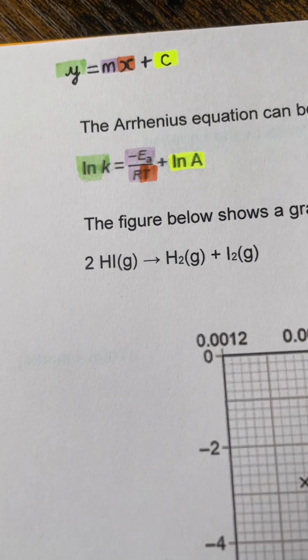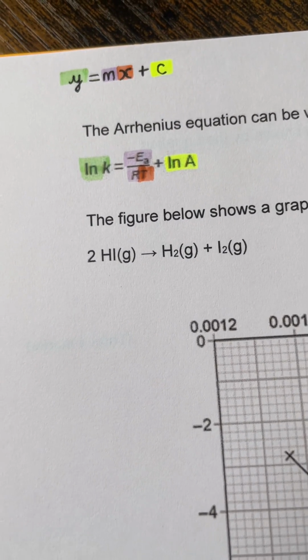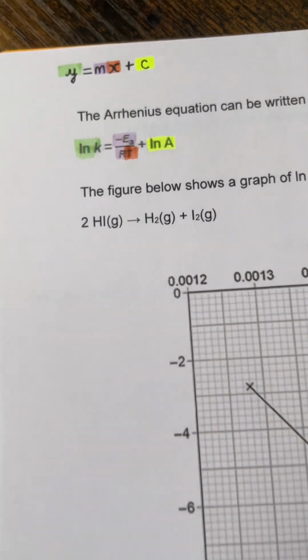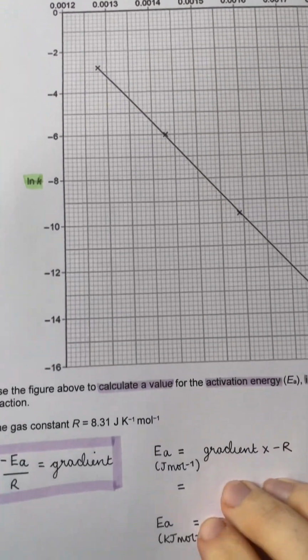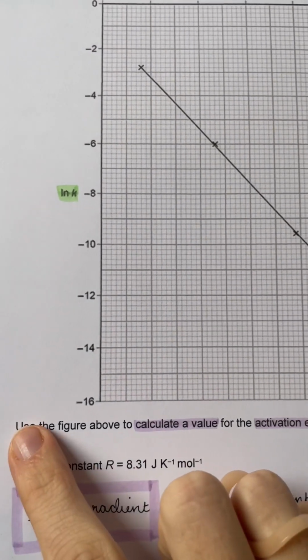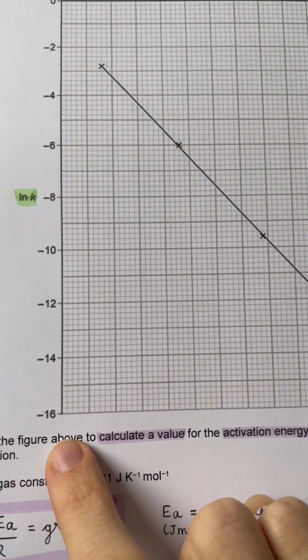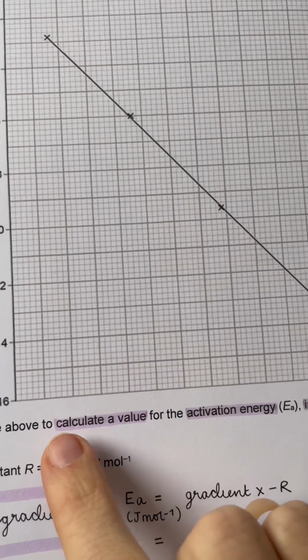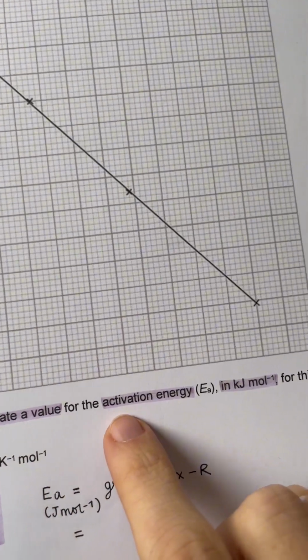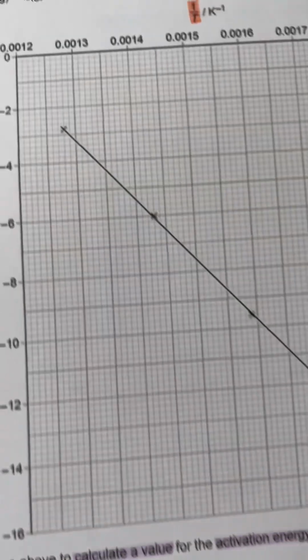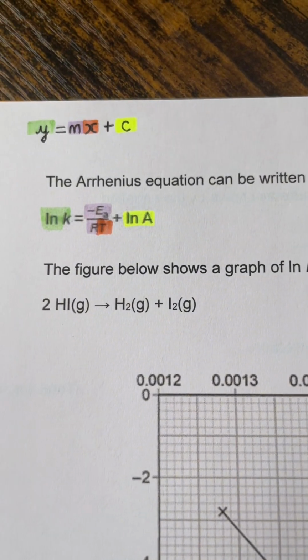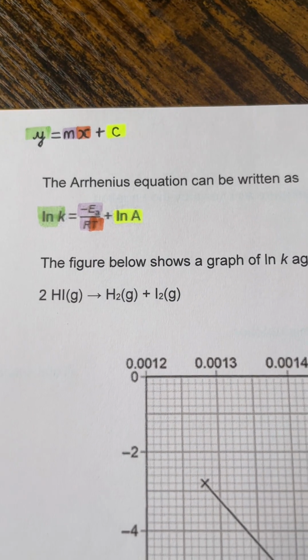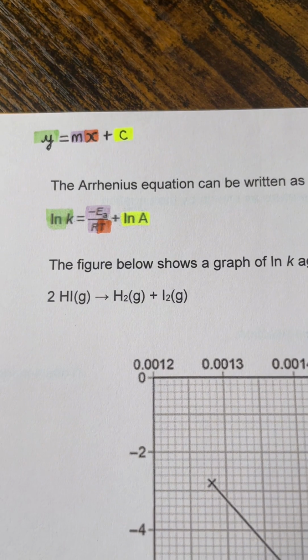But the really key thing here is we are interested in getting the gradient of this line. The reason is that all of these graphical questions ask for the same thing. They all say, use the figure above or use your graph to calculate a value for the activation energy in kilojoules per mole. And going back up here, the activation energy comes under the gradient part of my y equals mx plus c.